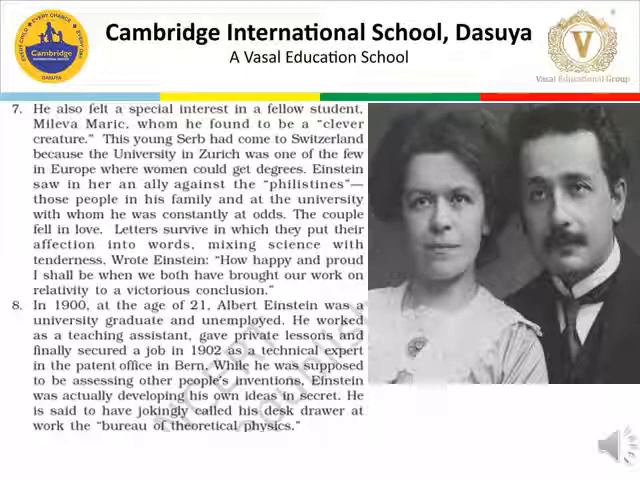By 1900, when Albert Einstein was 21 years of age, he got university graduation degree. For 2 years, he gave private lessons and assisted teaching. In 1902 he got a job as a technical expert in the patent office in Bern.